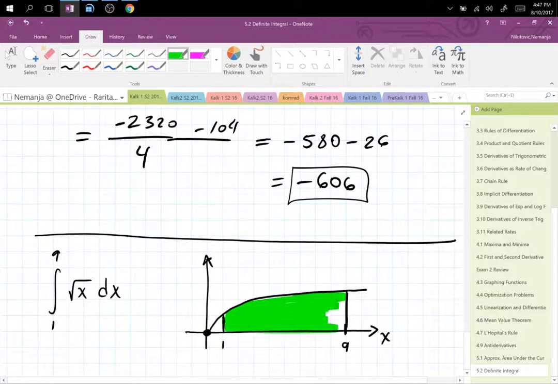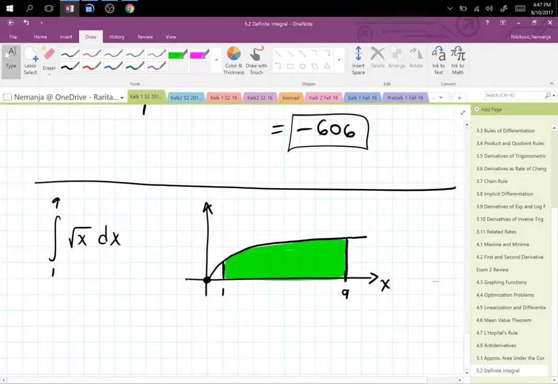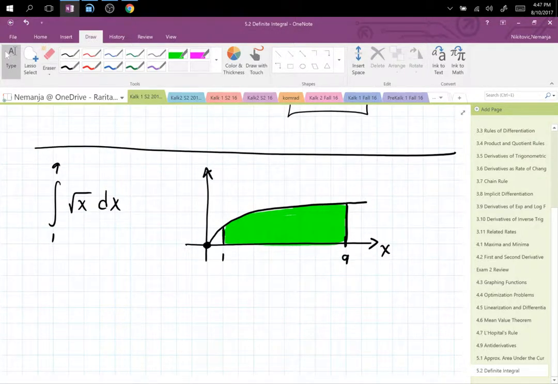Is integral used for antiderivative, or is integral used for area? Antiderivative is integral, and they compute area under the curve. So when it's a definite integral, the definite integral computes the area under the curve, and the meaning of this integral on the left is this green area that we see on the graph.